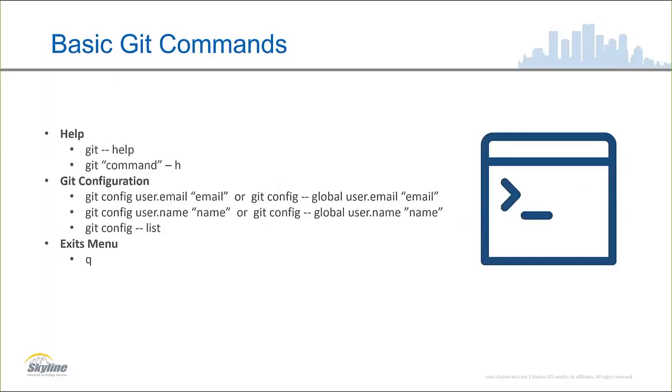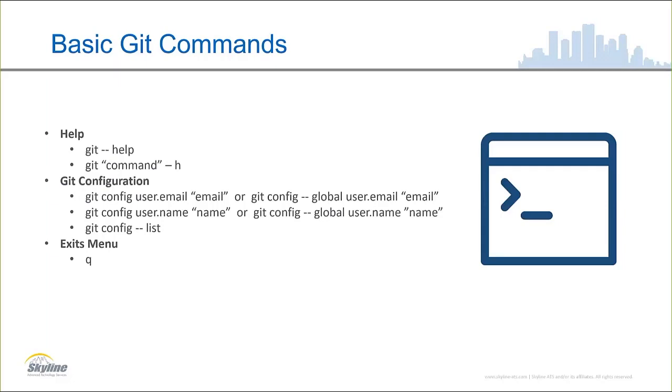Some other basic commands that you need to know: git space dash dash help, or git with 1 dash and an H. Git dash dash help shows you all the major commands that are available to you. And then I think git help dash A will show you all the subcommands or options that are available to you.